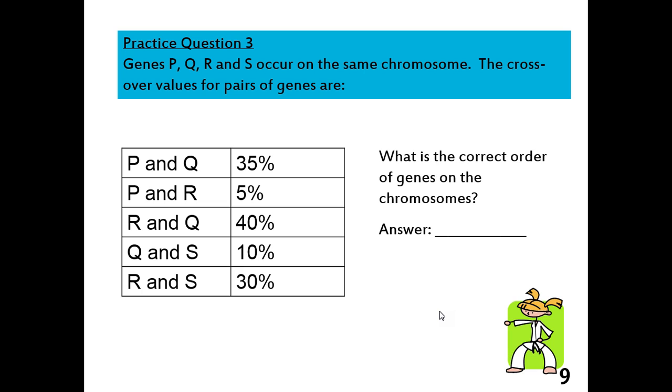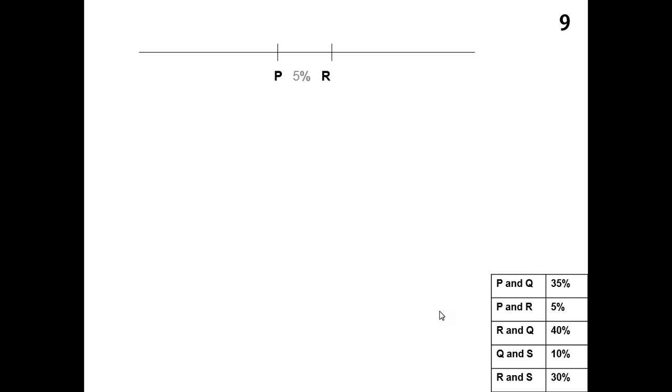The next question, practice question 3. Take some time to consider what is the correct order of genes on the chromosomes for this question. Right, so let's try working together for this question. Firstly, P and R is 5% apart from one another.